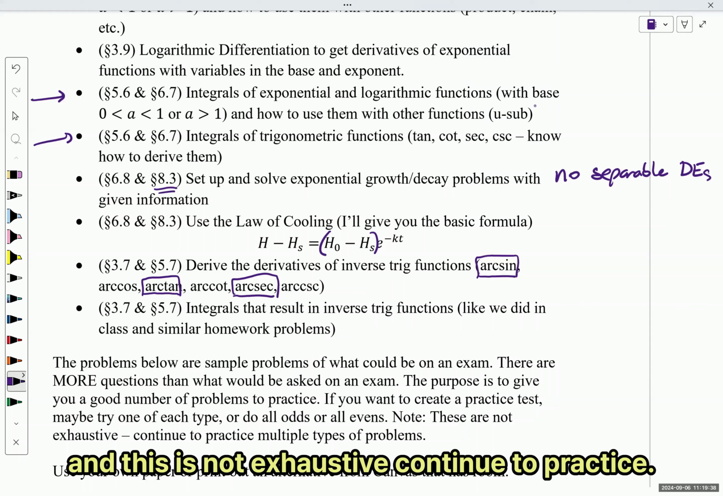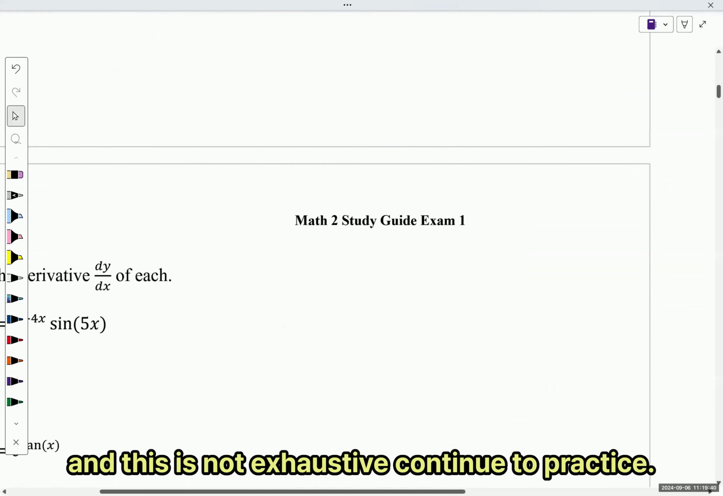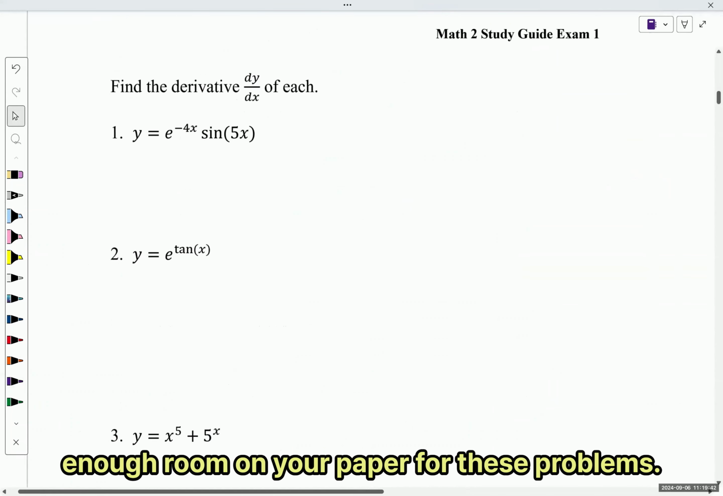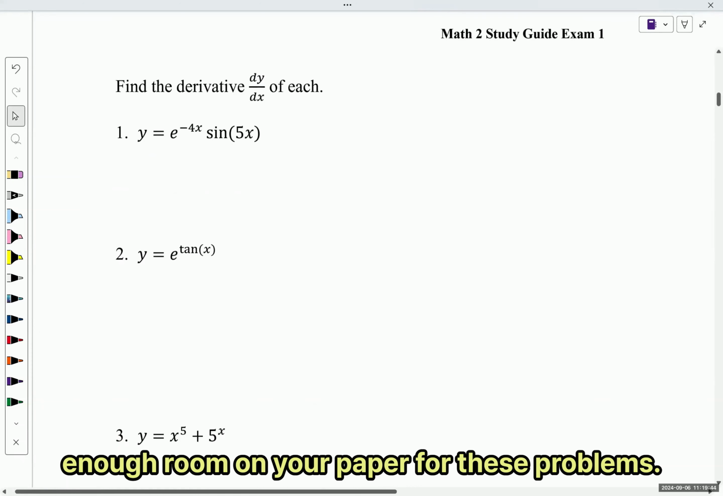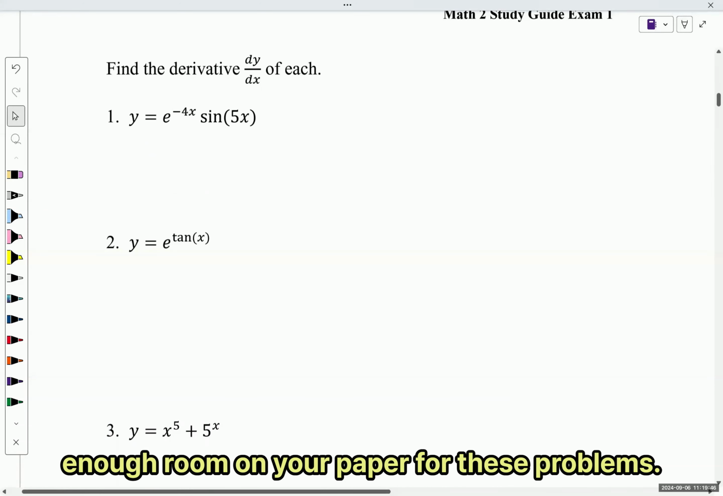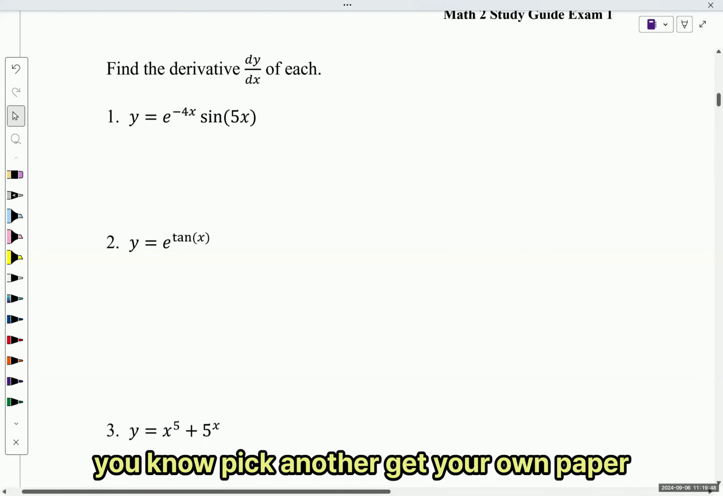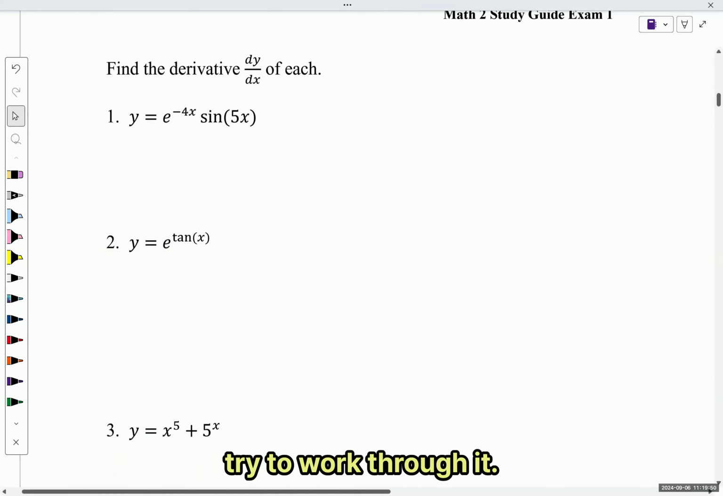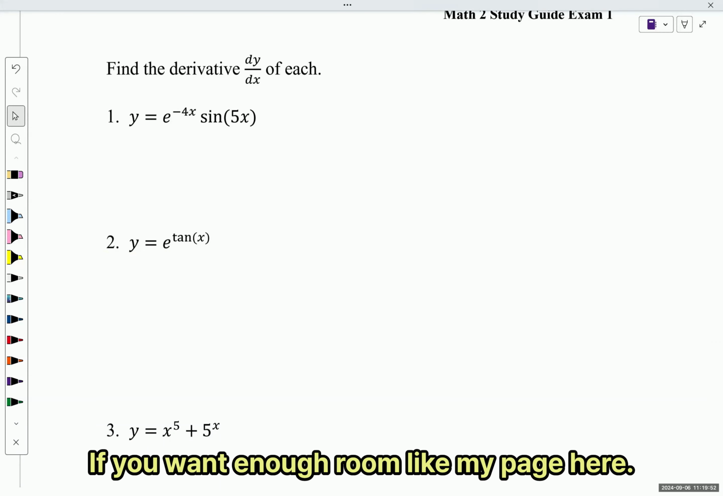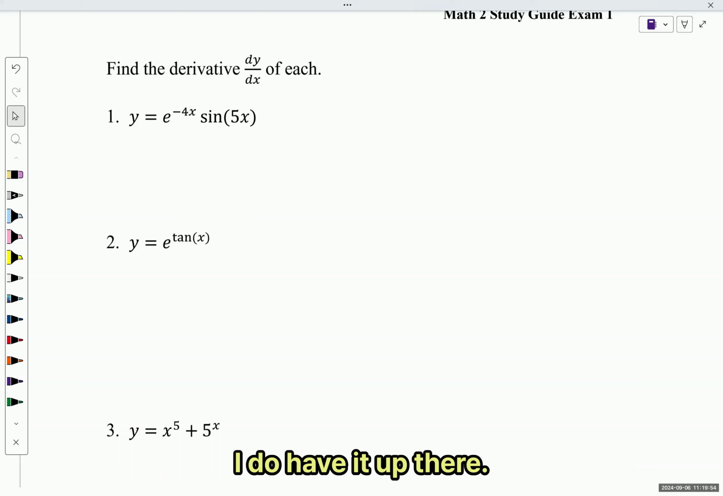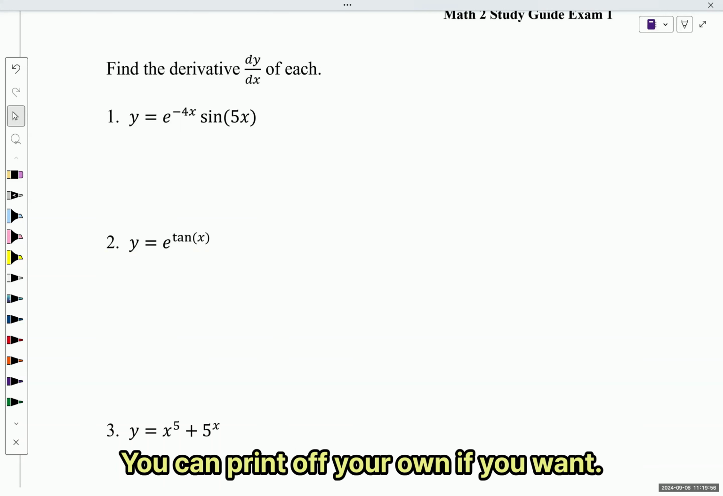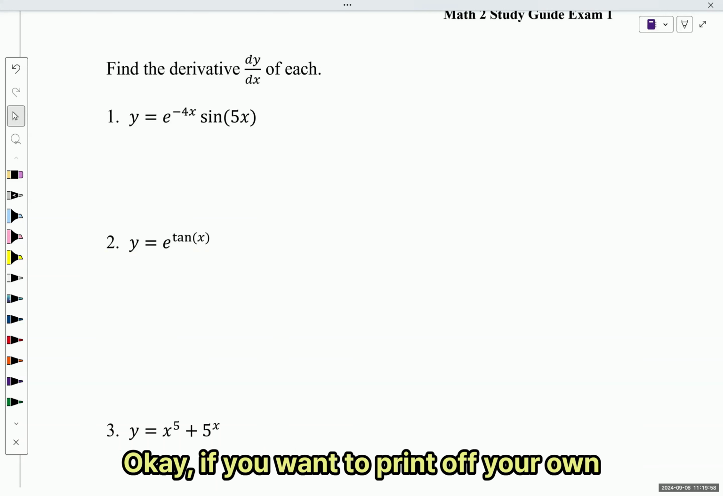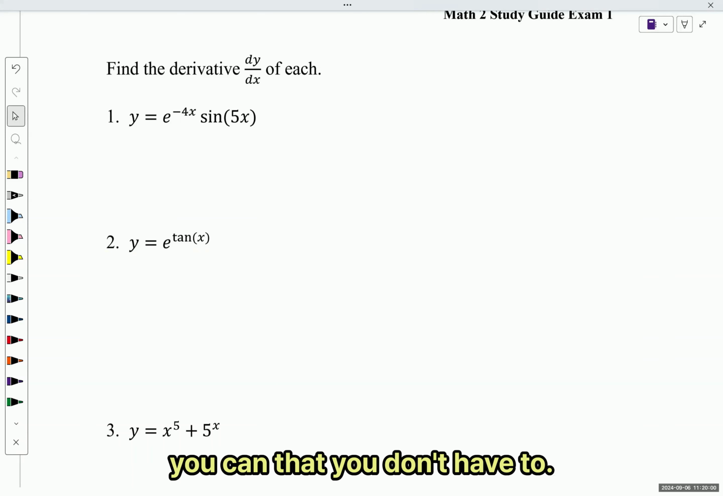This is not exhaustive, continue to practice. I know I don't give you enough room on your paper for these problems. That's why I said, pick another, get your own paper, try to work through it. If you want enough room, like my page here, I do have it up there. You can print off your own if you want, but you don't have to.